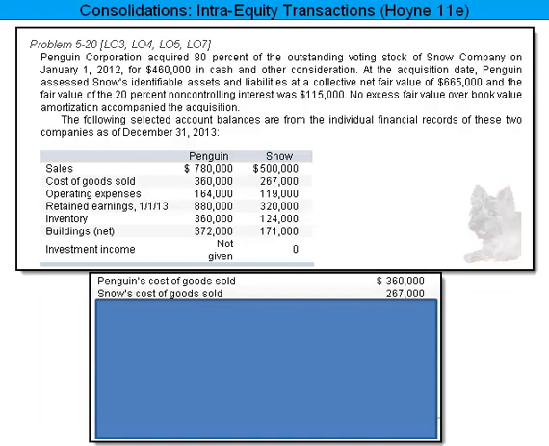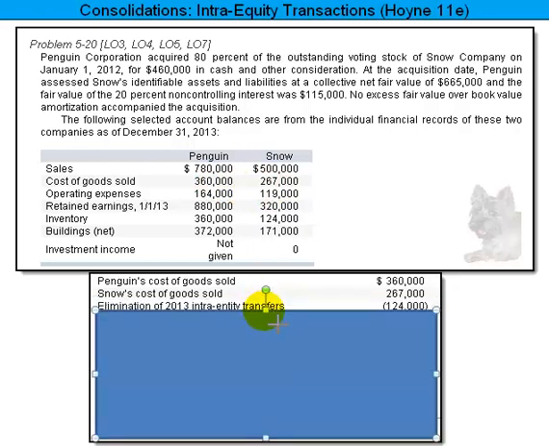Let's work on the consolidated cost of goods sold first. And what we do is we go through the various steps. The first thing we do is add together the parent's cost of goods sold and the sub's cost of goods sold, and when we do that, we get some value. But we're going to go on to the next step. We need to eliminate the 2013 intra-entity transfers. And if we read up here, I think they tell us how much it was.